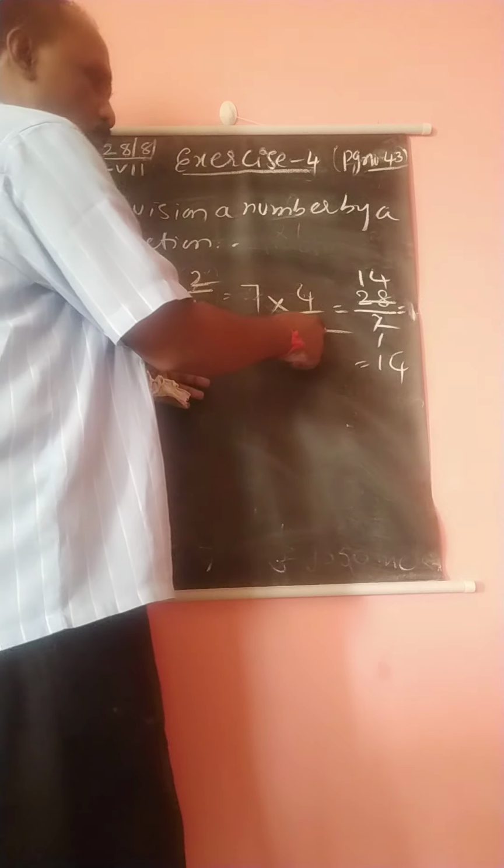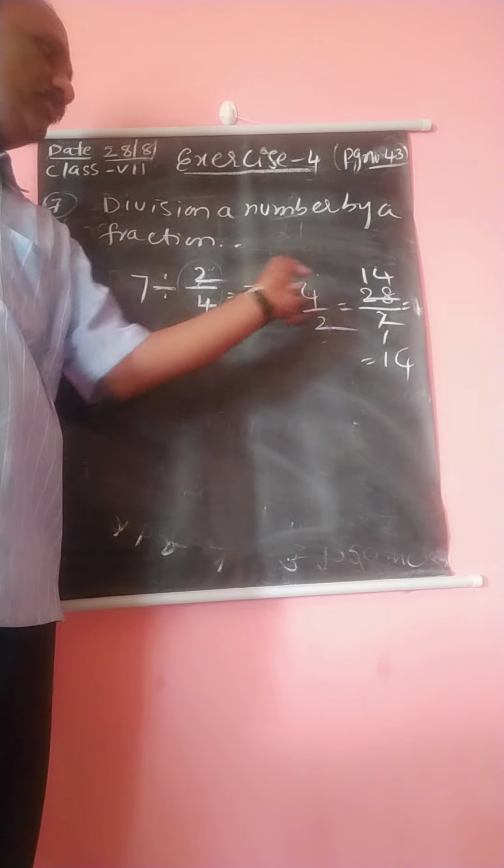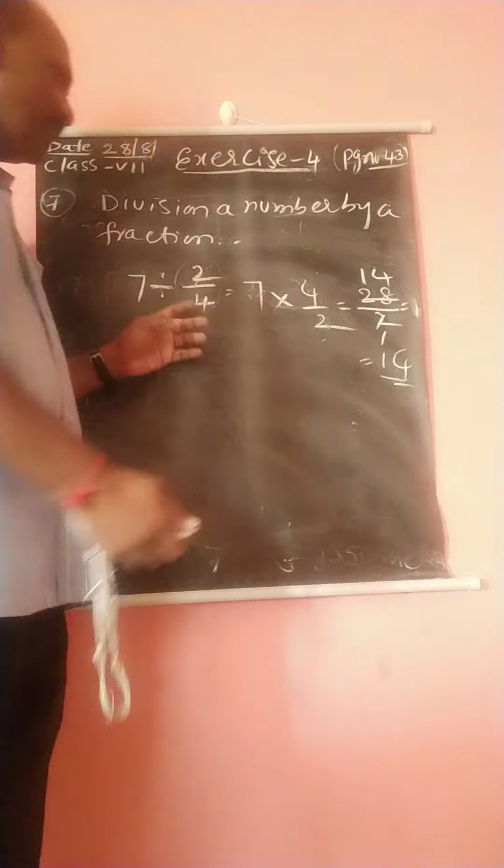Here also to be cancelled. 2 1s are 2, 2 2s are 4, 7 2s are 14. Directly you can write it. Otherwise 7 4s are 28 by 2, that is equal to 14. Like that. So division of fractions, how can you convert it?